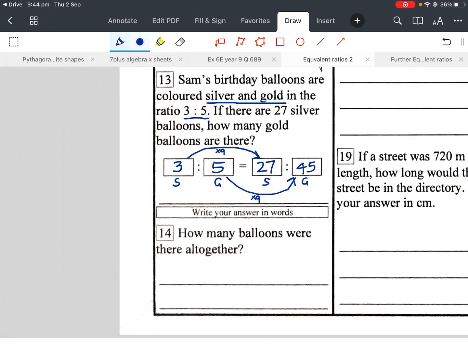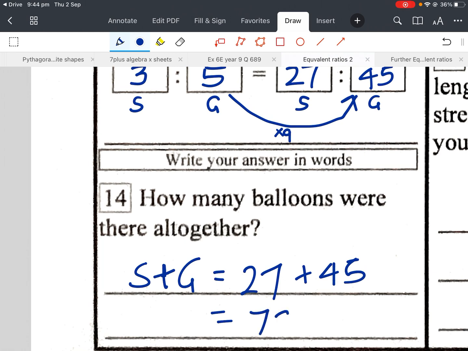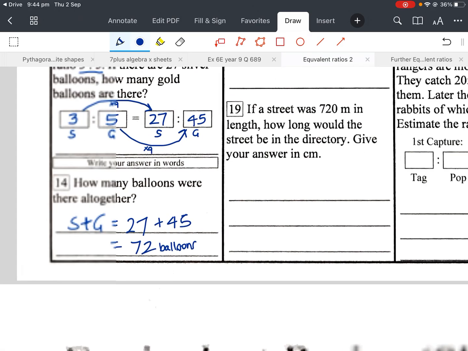45. Okay, how many balloons are there all together? That means I have to add my silver to my gold. So 27 plus 45 gives 72 balloons, isn't it? Beautiful. All right, let's try the next one.